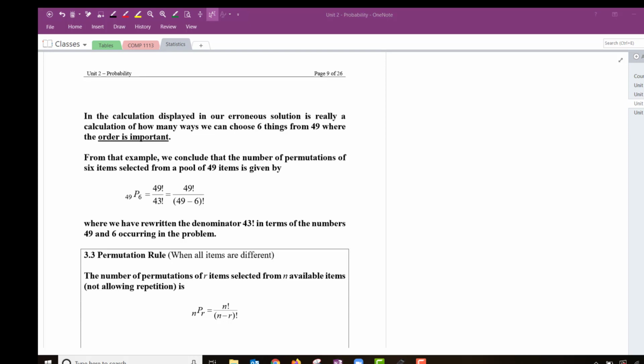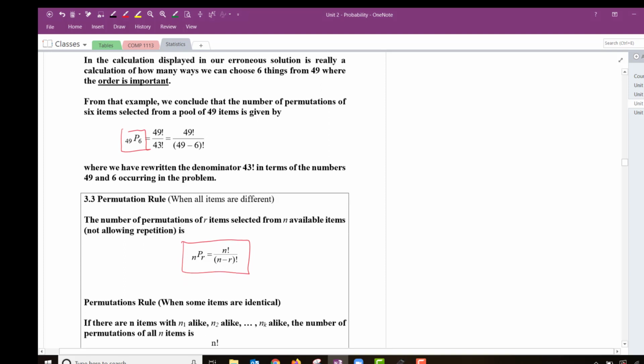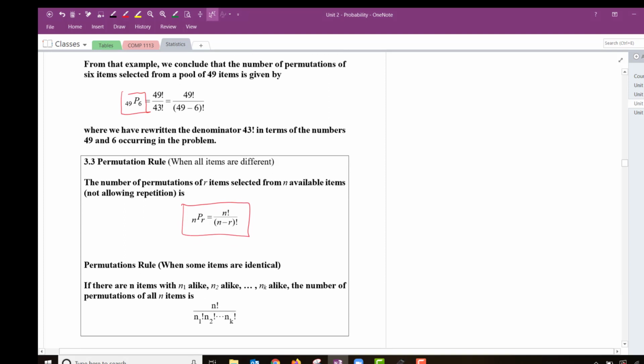We'll call this permutations. So we'll have a little formula here, 49P6. The formula in general is nPr, where n and r are subscripts. n is the size of the group of unique items, and then r is the size of the subset. This is what would yield us the 10 billion in the lottery example.